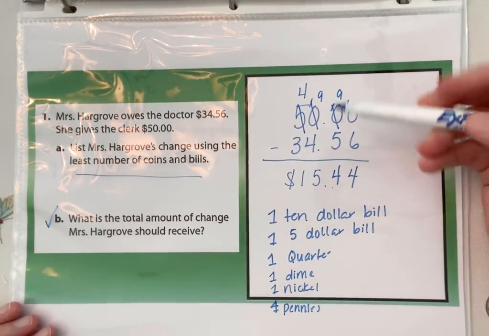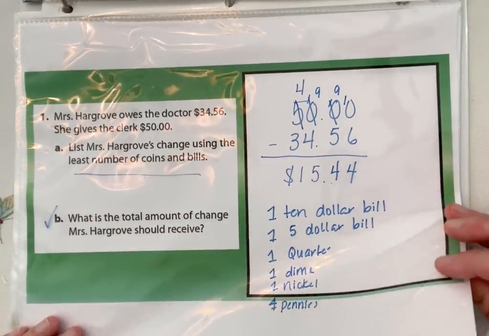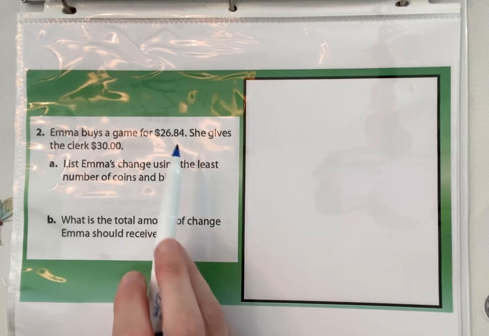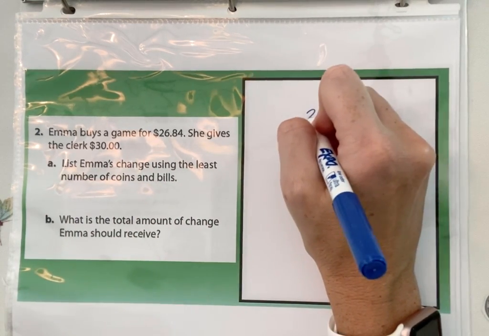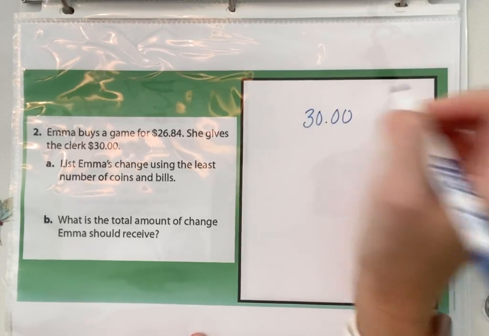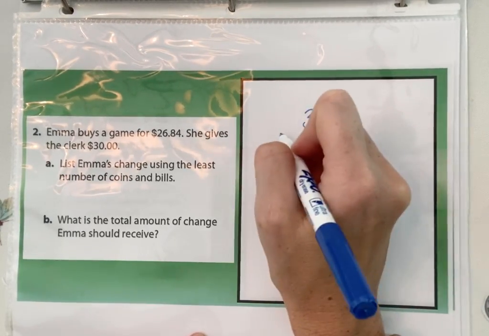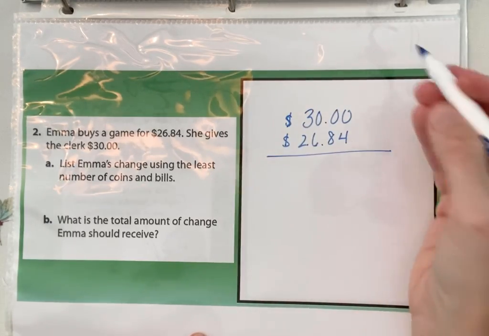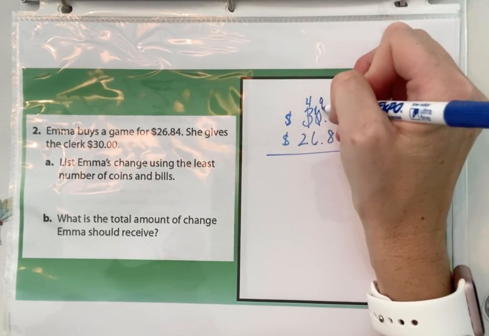So we can subtract when we borrow, just like we would using numbers without decimals. Emma buys a game for $26.84. She gives the clerk $30. Her game was $26.84. Line up your numbers so your decimals line up, and just like we did before, we're going to borrow.